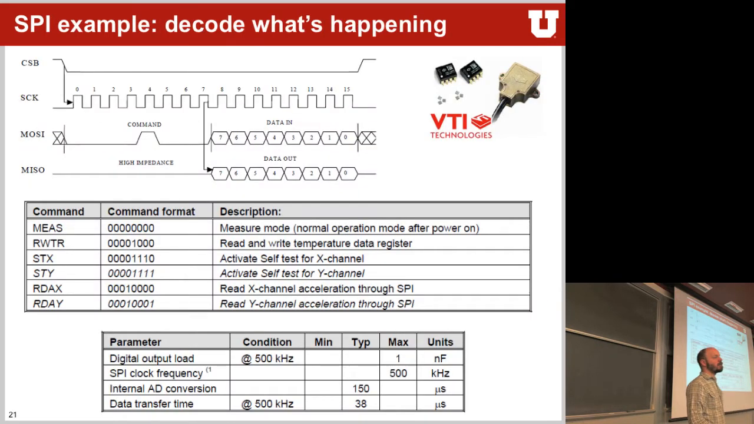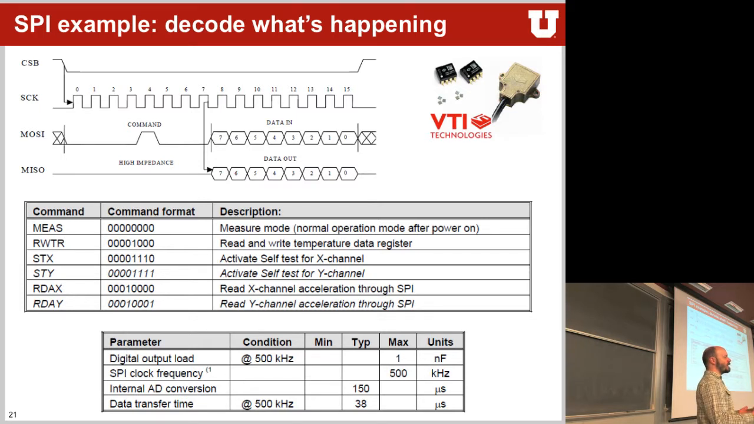Okay, let's do an example, because I think that's the most important thing to do with SPI. Let's assume we have this particular chip. It's a VTI Technologies two-axis accelerometer that has an SPI interface. If you go to the data sheet, we see there are a couple of different commands that we can send to this chip. It gives us all the different parameters that we need in order to talk to it. For example, it says the digital output load at 500 kilohertz is 1 nanofarad, SPI clock frequency maximum 500 kilohertz. So that's the maximum speed we can talk to this device.